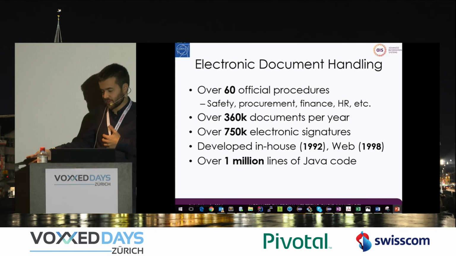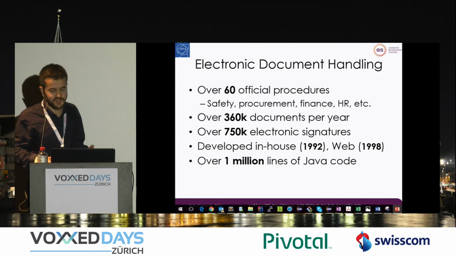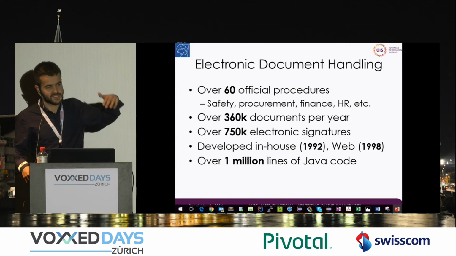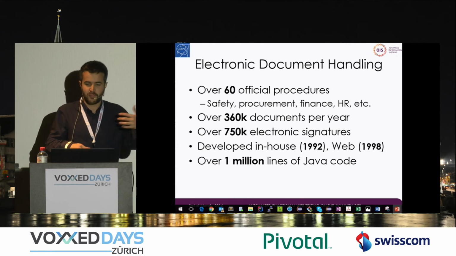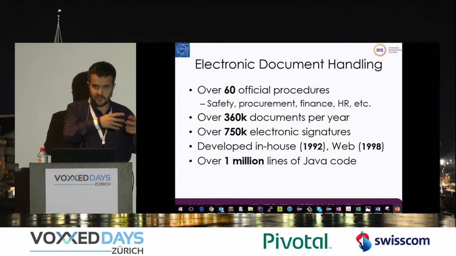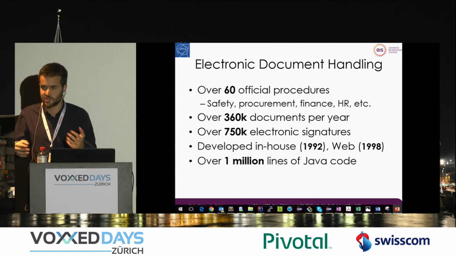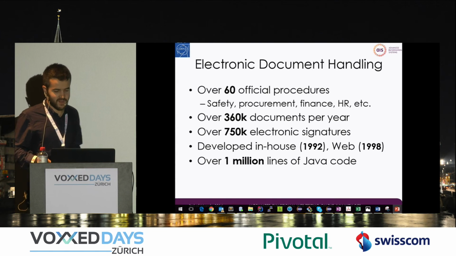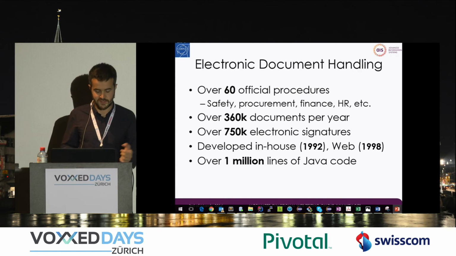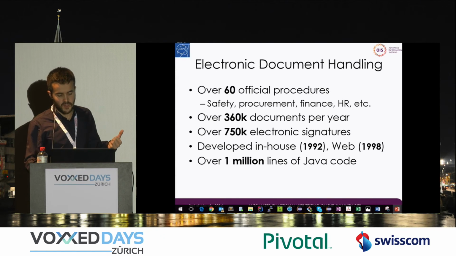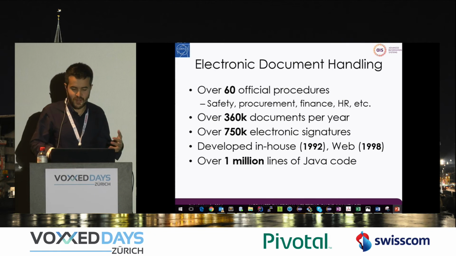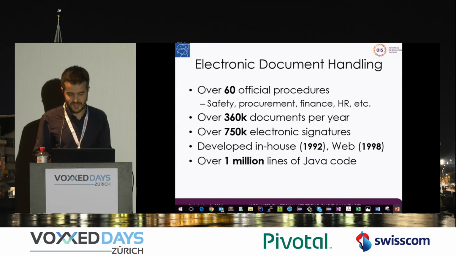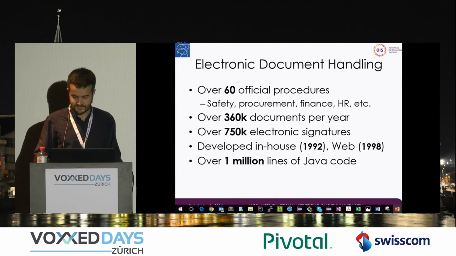This is, let's say, the most used application at CERN. It's an application which covers more than 60 official procedures. From safety, turning on fire alarms, disabling fire alarms, from procurement, so buying things, buying cables, buying FPGAs, finance procedures, HR, so hiring, firing, retiring, all those procedures are embedded in this application. There's a document type for each of these. We have over 1 million lines of code, so it's quite an old application. And as you can imagine, it's quite hard to maintain this beast of so many lines of Java code.